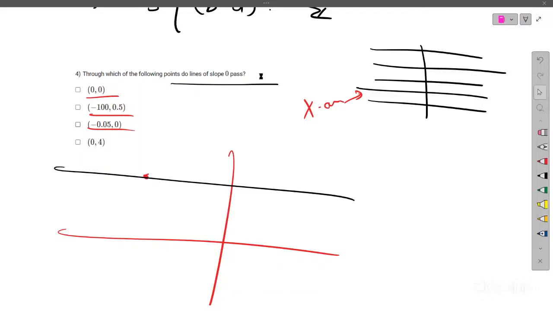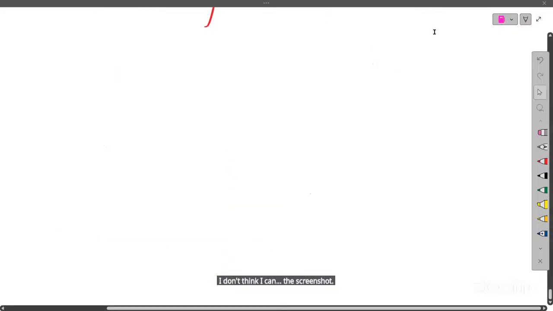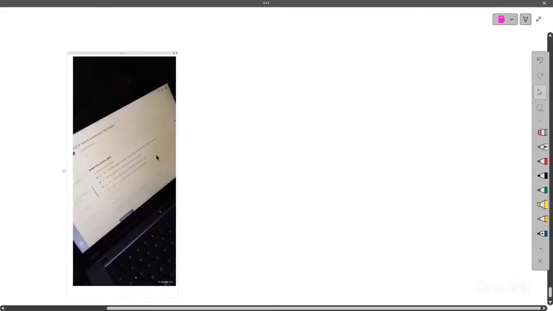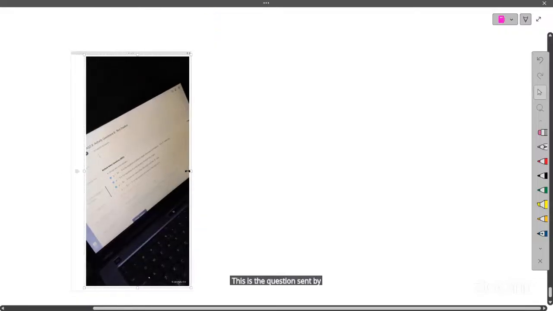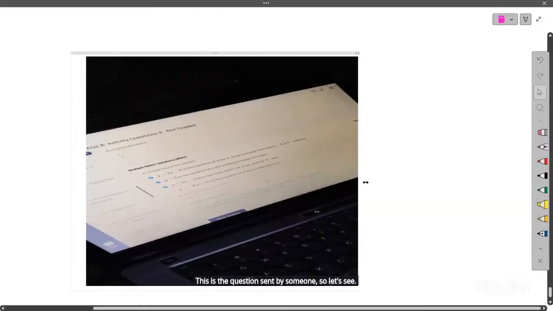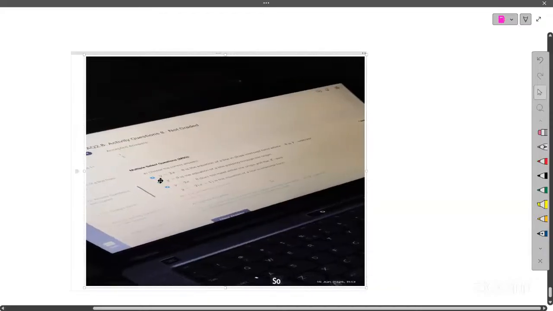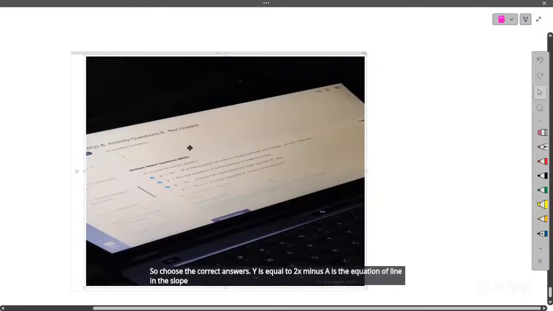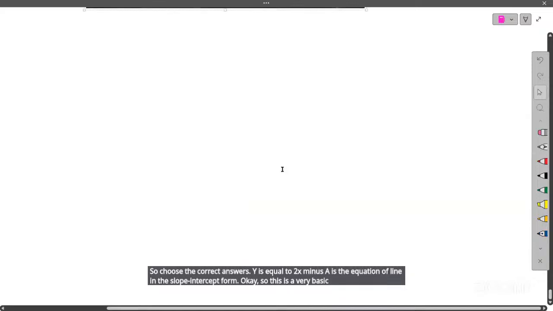Someone sent this. I don't think I can get the screenshot. So this is the question sent by someone. Let's see if we can zoom in. Choose the correct answers. y equals 2x minus 8 is the equation of a line in slope-intercept form. Okay, so this is a very basic question. I am leaving it to you.